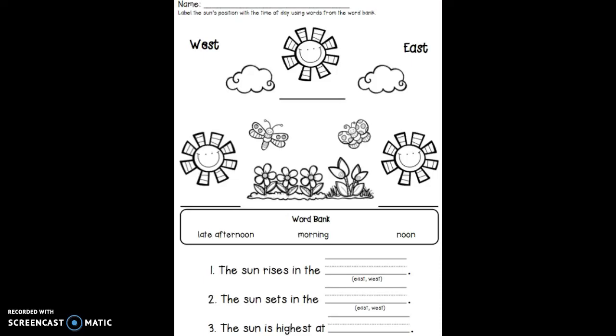Hi, friends. If you have not done so already, you need to listen to the Sun Song. That's going to help you understand how to do this worksheet. So if you haven't listened to the Sun Song, go ahead and scan that code and sing along.